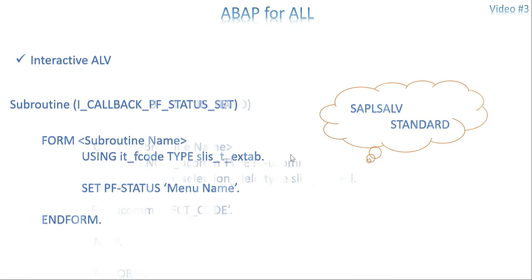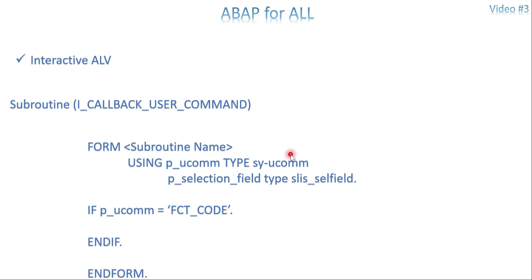The next one is the user command. If you add a new functionality or a button in the ALV menu options, definitely you need to write code for it. For that, we are going to use this parameter. We already used I_CALLBACK_USER_COMMAND for interactive ALV. Same function, same subroutine, I'm going to make use of it for my menu painter function code.